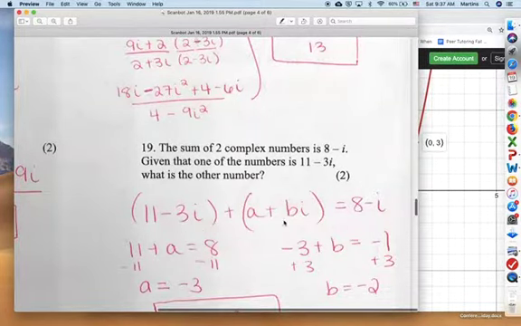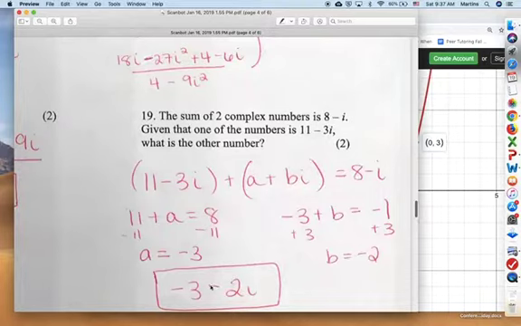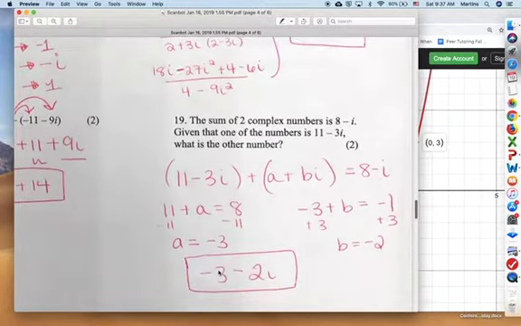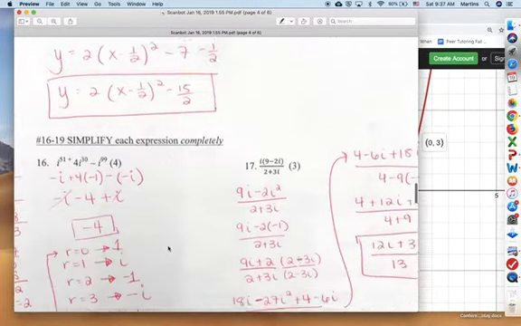The same thing is going to be true for the i terms. Negative 3 plus whatever b is going to have to equal negative 1. When you add 3 to both sides, b would have to be positive 2. So that's another mistake that I see. It should be negative 3 plus 2i. So again, for mistakes that I'm finding, it should be negative 3 plus 2i, and heading back to the top of the page, it should be 2 times parentheses x plus 1 half squared minus 15 halves. I apologize for those if they confuse you.